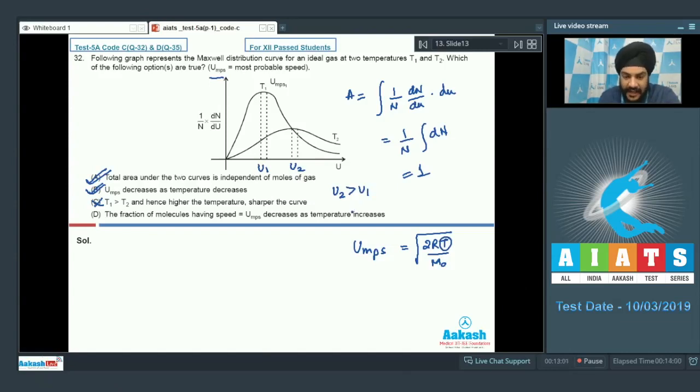And if we talk about the D statement now, the fraction of molecules having speed equal to UMPS decreases as the temperature increases. So this statement is correct, students. We can see from the graph that at temperature T2, the fraction of molecules is lesser than the fraction of molecules at temperature T1. So students, the statement D is also correct. So for this question, students, we have to mark the correct answer as option A, B and D. Let us look at the next question.